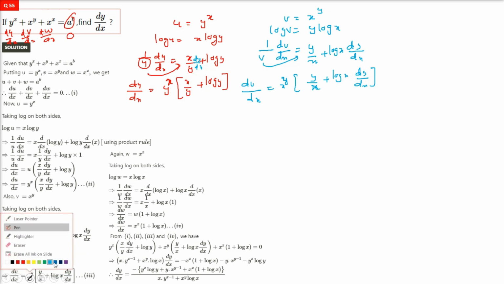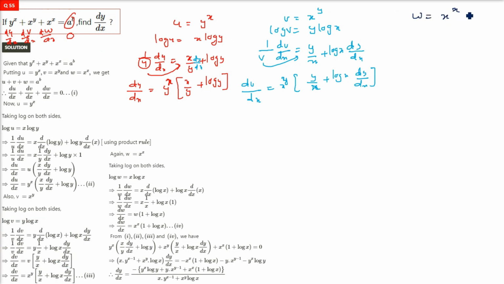Okay. Now third one. We have w equals x to the power x. Log w will be equal to x log x. So 1 by w dw by dx is equal to x log x is 1 by x plus log x d by dx of x, which is 1. So you'll get 1 plus log x. w will go on the right. So we have x to the power x.